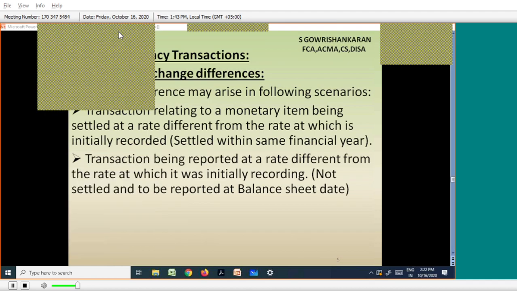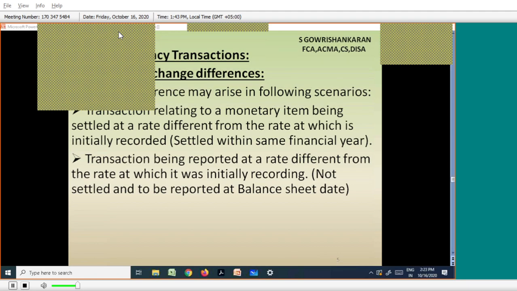Then what about the next one? Sundry debtors being reported at a rate different from the rate at which they were initially recorded. This is also what we discussed. Not settled, and to be reported at the balance sheet date. I have not paid anything. 31st March came, I have not paid anything. They are now my sundry debtors, but I have to present them as sundry debtors.